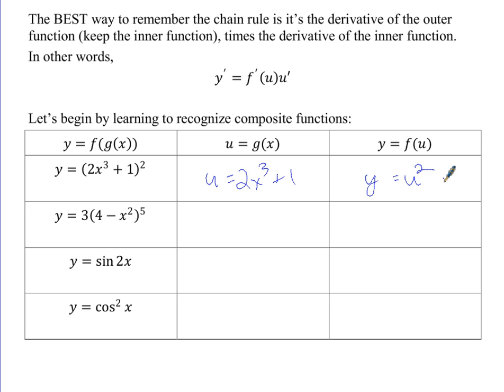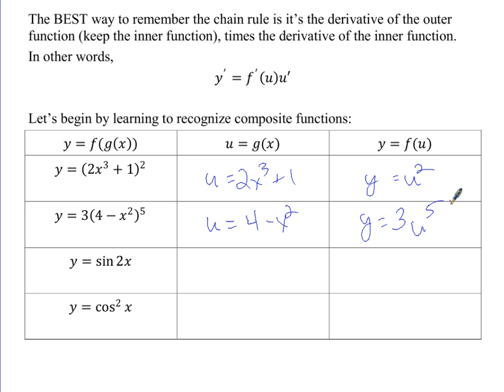But if we remember y prime equals f prime u times u prime, then we can avoid having to deal with that notation. So what is the inner function here? So I'll write let u equal 4 minus x squared, the inner function, which makes y equal 3u to the 5th. Okay? Recognize the inner function. Let u be that inner function.